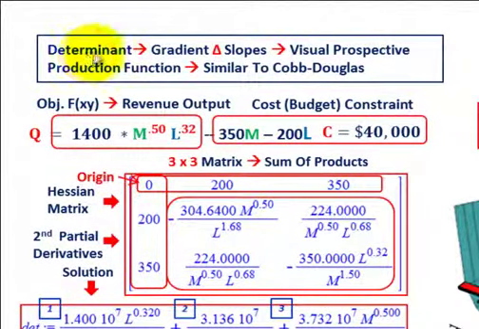What we're going to be going over here is looking at a determinant, and we're going to look at this determinant in terms of gradients or changes in slopes. And we'll also be looking heavily at the visual perspective of our determinant.